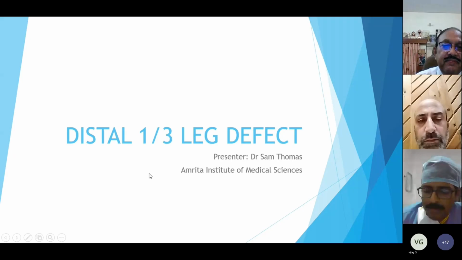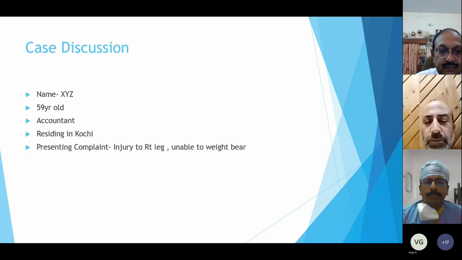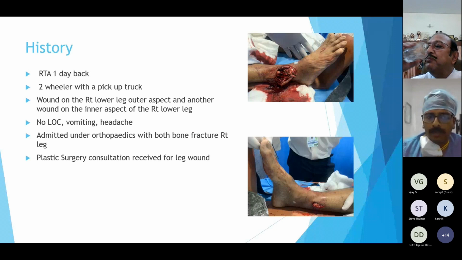Good evening, madam, sirs. Today I'm presenting a case of a distal third leg defect. This is a 59-year-old male patient, an accountant by profession, residing in Kochi, who presented with an injury to the right leg and was unable to weight bear. He came one day after the RTA. He was referred from a local hospital.